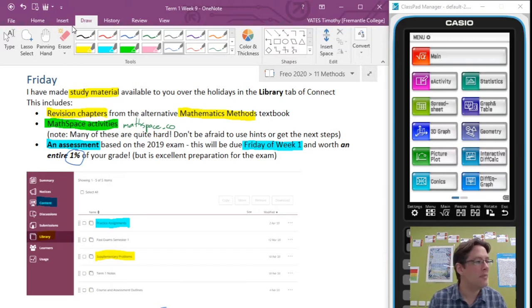1%. And I know that's not much, but it is excellent preparation for the exam. It is literally last year's exam. I've taken about a third to a half of the questions out of last year's exam, turned them into an assessment that I'd like you to complete. Now, this will definitely really prepare you very well for the exam itself, so make sure you're getting that done. So that will be something that you can do in week 10 or over the holidays.